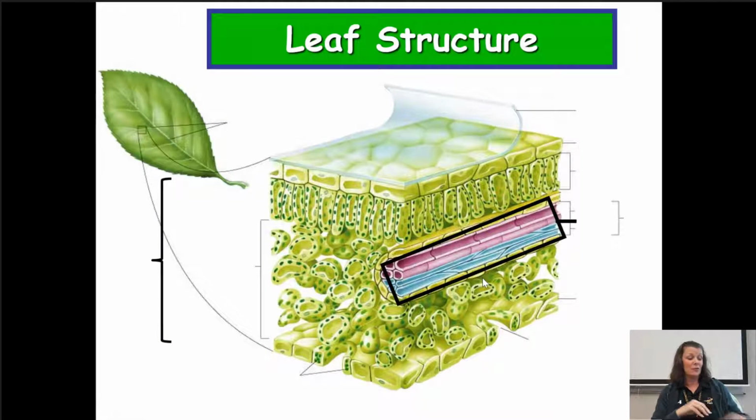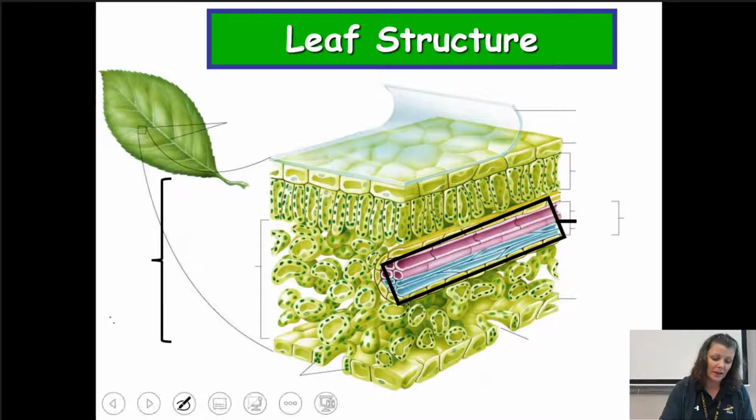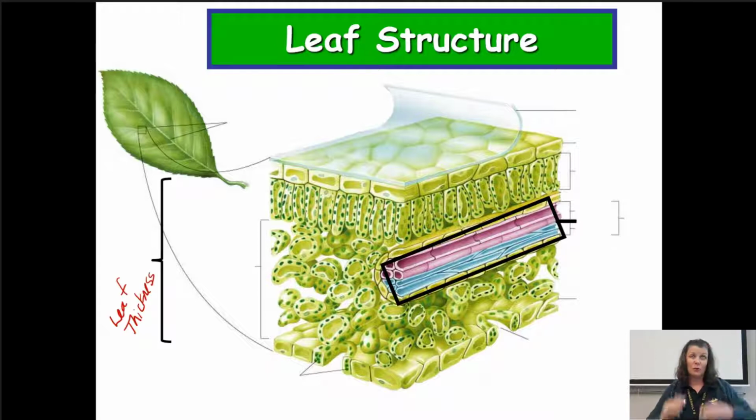Taking a look at the leaf structure, a cross-section of the leaf structure. This whole big bracket is the leaf thickness. If you were to take a leaf and look at it sideways, you would think it was pretty thin, right? Well, it is pretty thin. But if you look at it microscopically, you can see that there are multiple layers that make up that leaf.